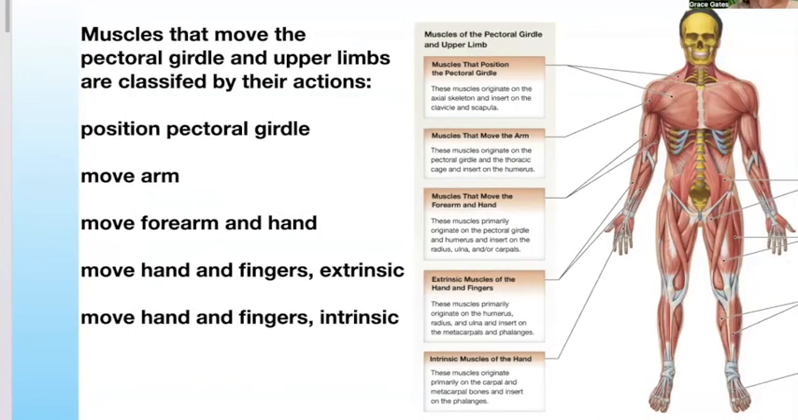Now, among the muscles that move the pectoral girdle and upper limbs, there are many different actions. One group of muscles positions the pectoral girdle. There are other muscles that move the arm, the forearm and hand, the hand and fingers, an extrinsic group, and the hand and fingers, an intrinsic group. We will learn a lot about the muscles that position the pectoral girdle, move the arm, move the forearm and hand, and just a little bit about the muscles that move the hand and the fingers, the extrinsic and intrinsic group.